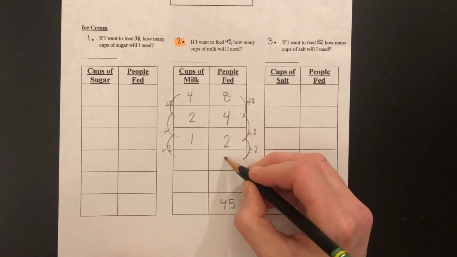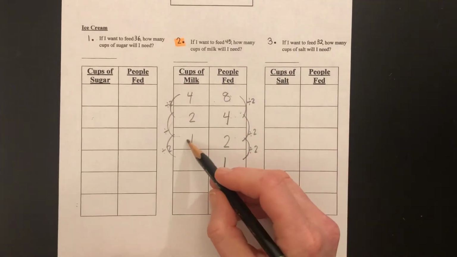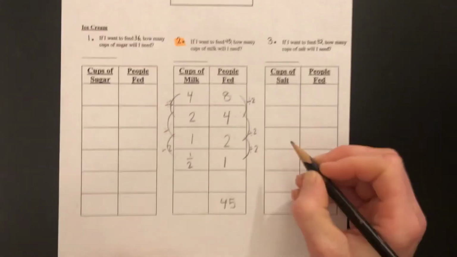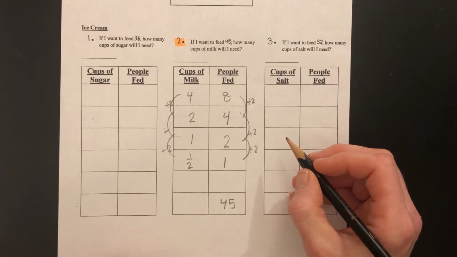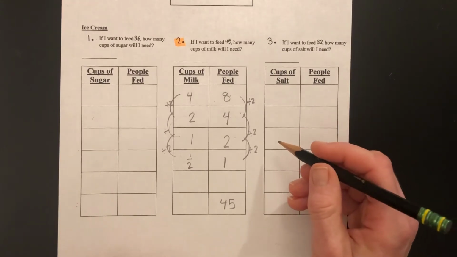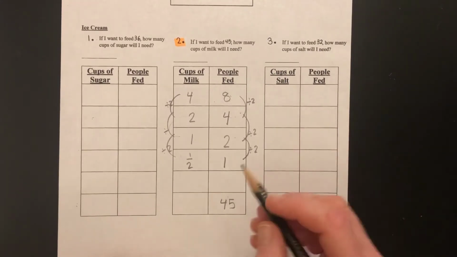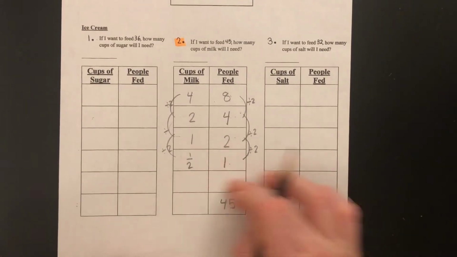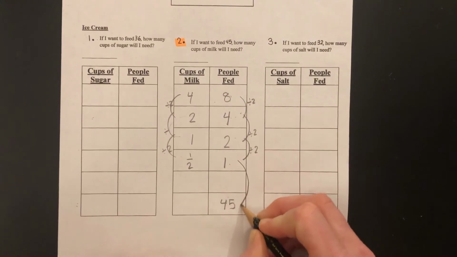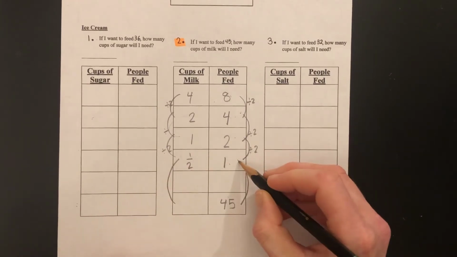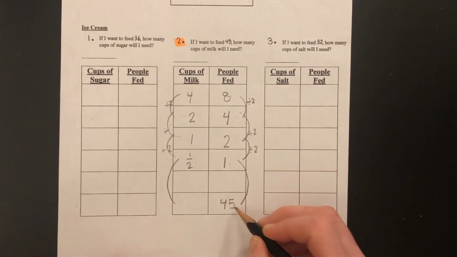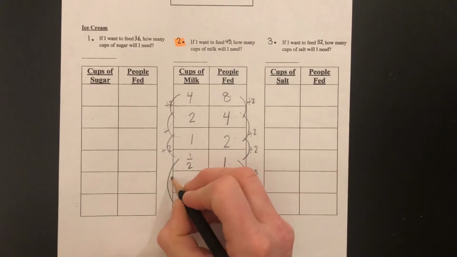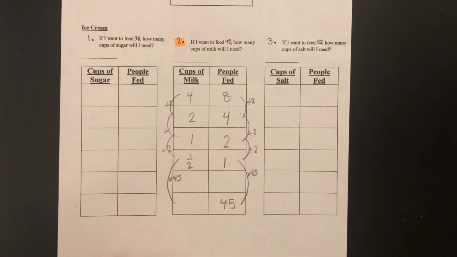2 divided by 2 is 1. 1 divided by 2 is 1/2. 1 apple divided by 2, you get a half. 1 does go into 45. Oh, hey, I still didn't have to use all of mine. 1 times 45 is 45. So half times 45 will give me the answer.